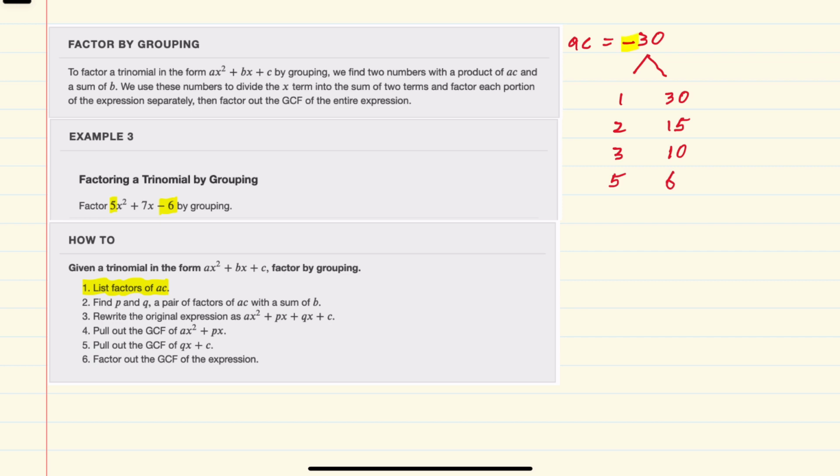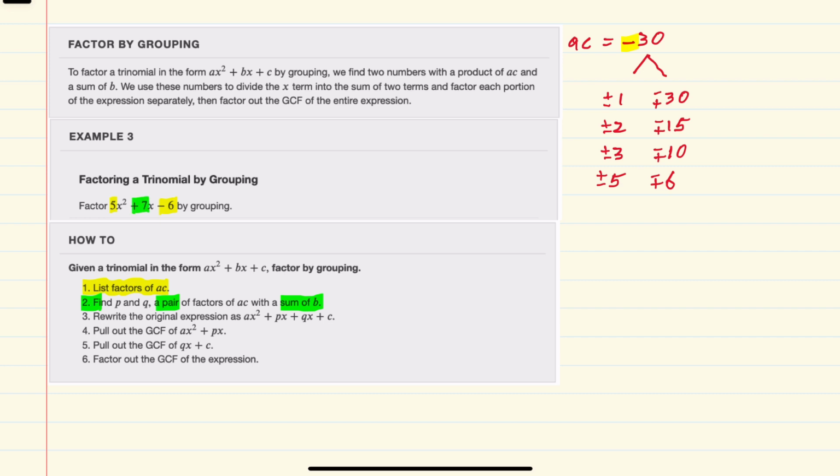And since this needs to be a negative 30, one of these two factors would be positive and the other would be negative. So a positive 1 would need a negative 30, a negative 1 a positive 30, and so on for the other factors. Next, for number 2, we want to find the P and Q as a pair that sum to B. So which set of factors add up to be a positive 7?